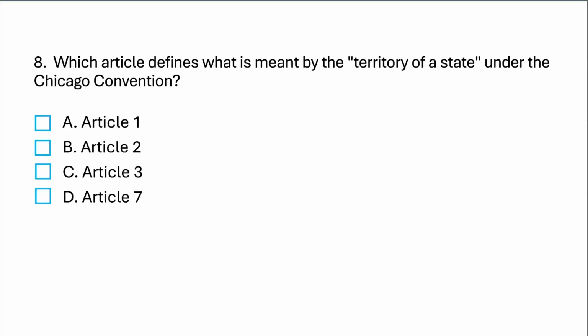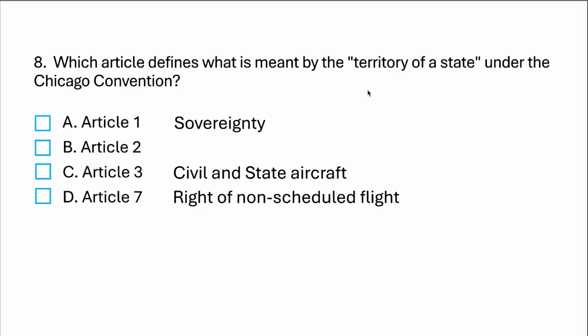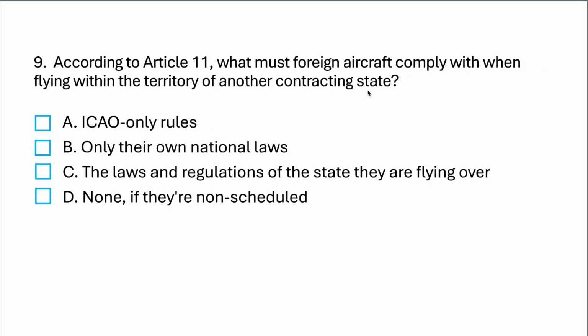Question number 8. Which article defines what is meant by the territory of a state under the Chicago Convention? As we know, Article 1 talks about the sovereignty. Every state has sovereignty over the airspace, over its territory. And what is meant by the territory is described in Article 2, right? Because Article 3 talks about the civil and state aircraft. Article 7 talks about the right of a non-scheduled flight. So the correct answer is Article 2, which talks about the territory.